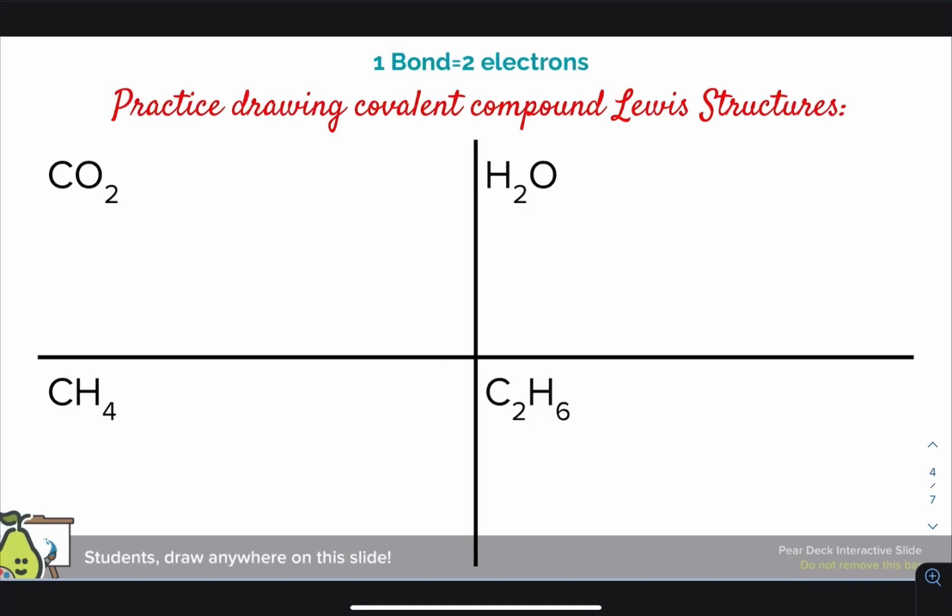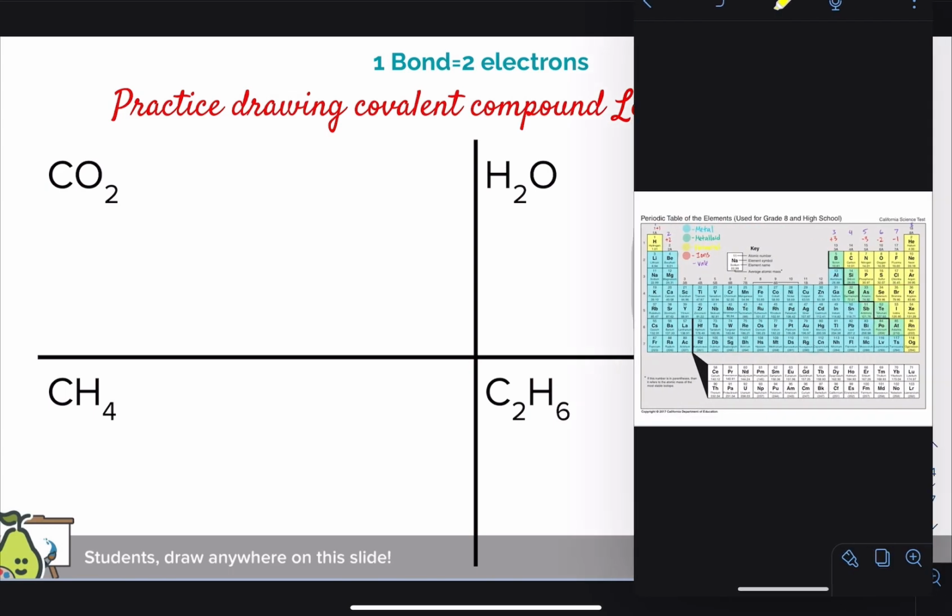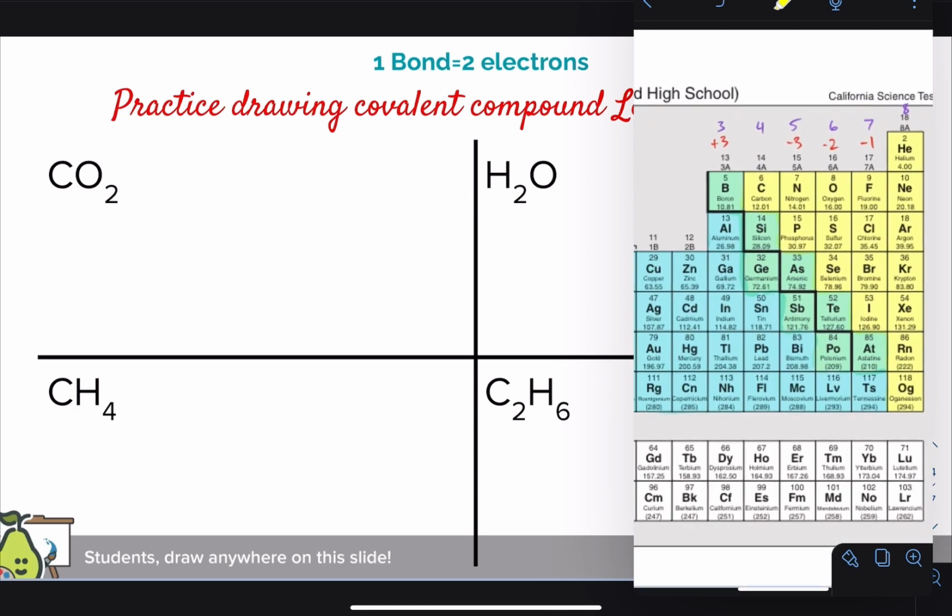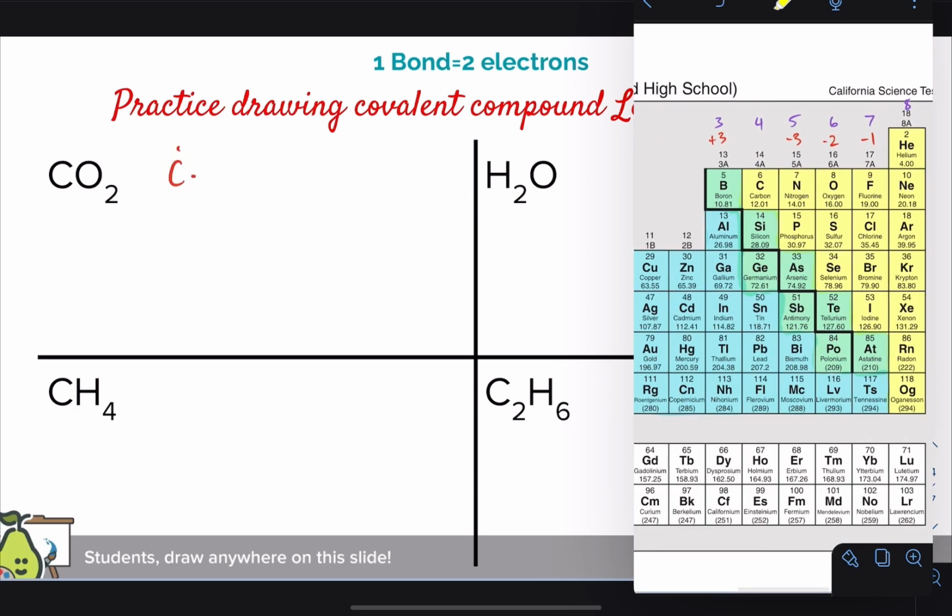This video is going to go over how to draw covalent compound Lewis structures. So, first step is we need to draw the Lewis dot symbols for the atoms that we have in the compound. So we're going to start with CO2. We need the periodic table for this. Carbon is in group 4, so it's going to have 4 valence electrons. Oxygen is in group 6, so it's going to have 6 valence electrons.